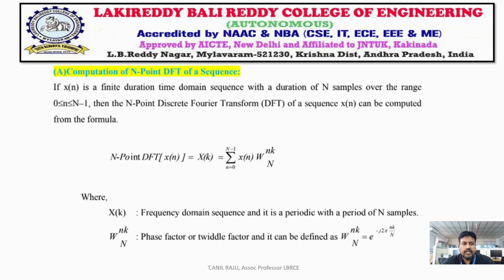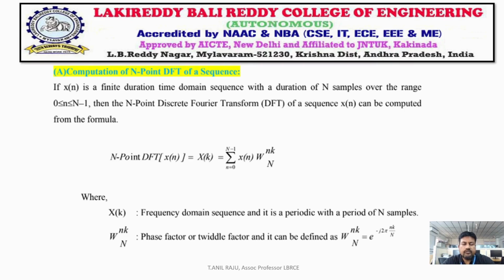It is also defined like this: if x of n is a finite duration time domain sequence with a duration of N samples, or a range of 0 to capital N minus 1, then the DFT of the sequence can be computed like this: X of k is equal to summation n is equal to 0 to N minus 1, x of n W power nk with suffix capital N.